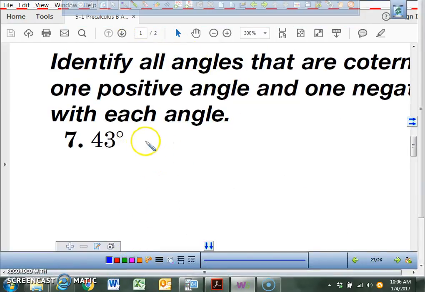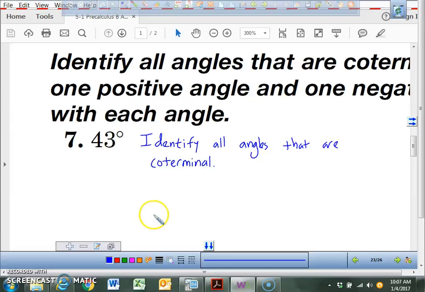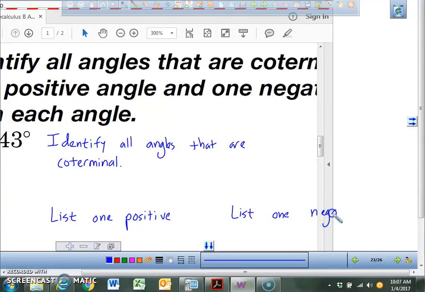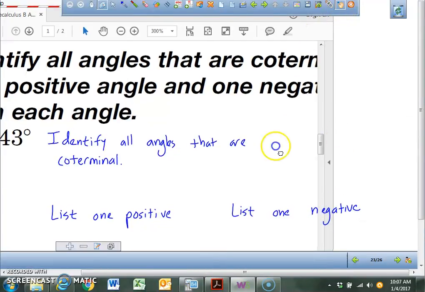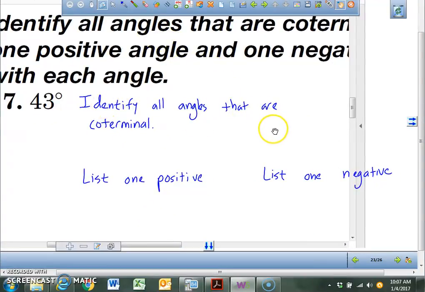On number 7, the last problem you're going to do in your journal today, it says I want you to identify all angles that are coterminal. And then it says you want to list one positive, and one negative. Again, I want you to list one of each. Okay? When it says identify all, it's impossible to identify all. It's going to be an infinite number.